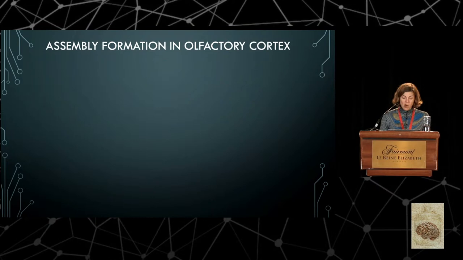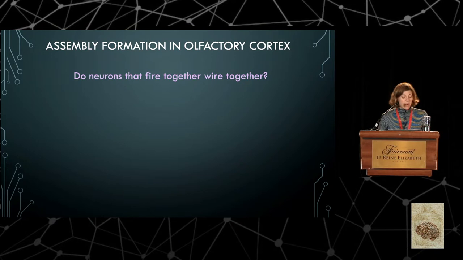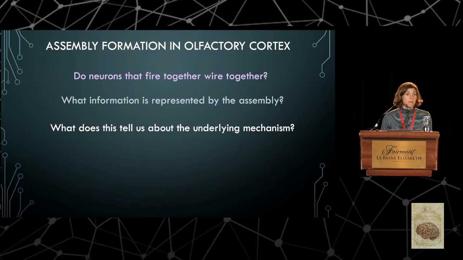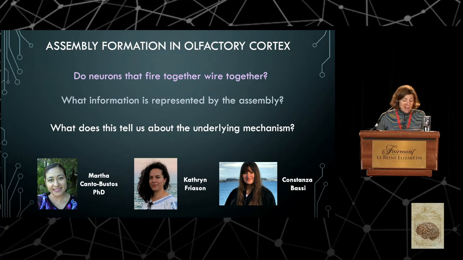Our first experiment, the one that we were initially interested in, was: do assemblies even form in olfactory cortex? We asked a simple question: do neurons that fire together wire together? Then what information would be represented by that assembly, and what does this tell us about the underlying mechanisms involved for this assembly to form? This was the work of three very talented individuals in my lab: Martha Canto Bustos, a postdoc who led this project, Catherine Friesen, a graduate student, and Connie Bassey, who is also now a graduate student, but at the time was a technician in my lab.